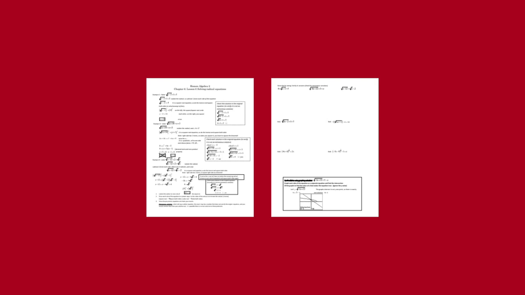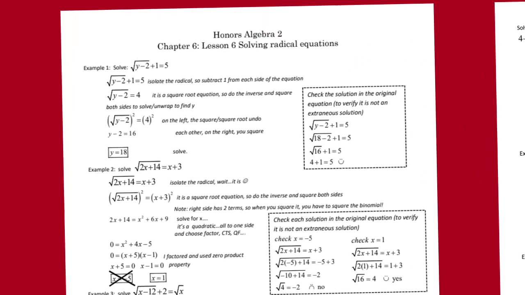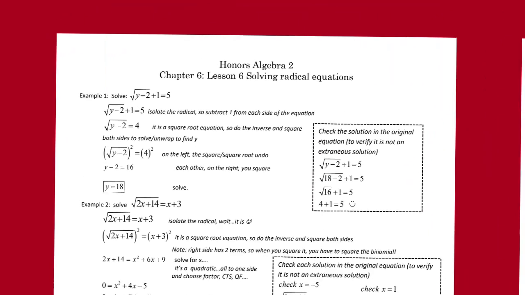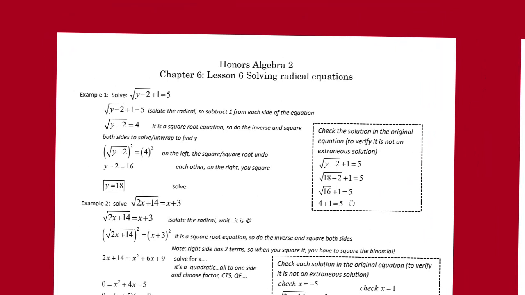Okay, so for today, what we're going to talk about is how do you solve radical equations? And I think the big thing is inverses. And then you've got to check your answers, because sometimes when you square both sides, you get extraneous solutions that don't check, because when you square both sides, you kind of get rid of the signs. And so you have to check the answer in your original equation.